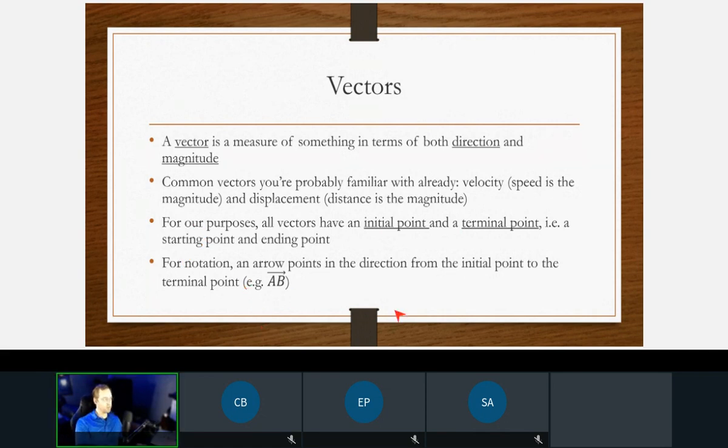All right, so for notation, an arrow points in the direction from the initial point to the terminal point. So it's pretty easy. When you have the vector AB, A is the initial point, B is the terminal point. This looks very similar, if not identical, to what you saw in geometry when dealing with rays. But now we're talking about vectors. So it looks the same, but it's different. All right, any questions about these definitions before we go on?